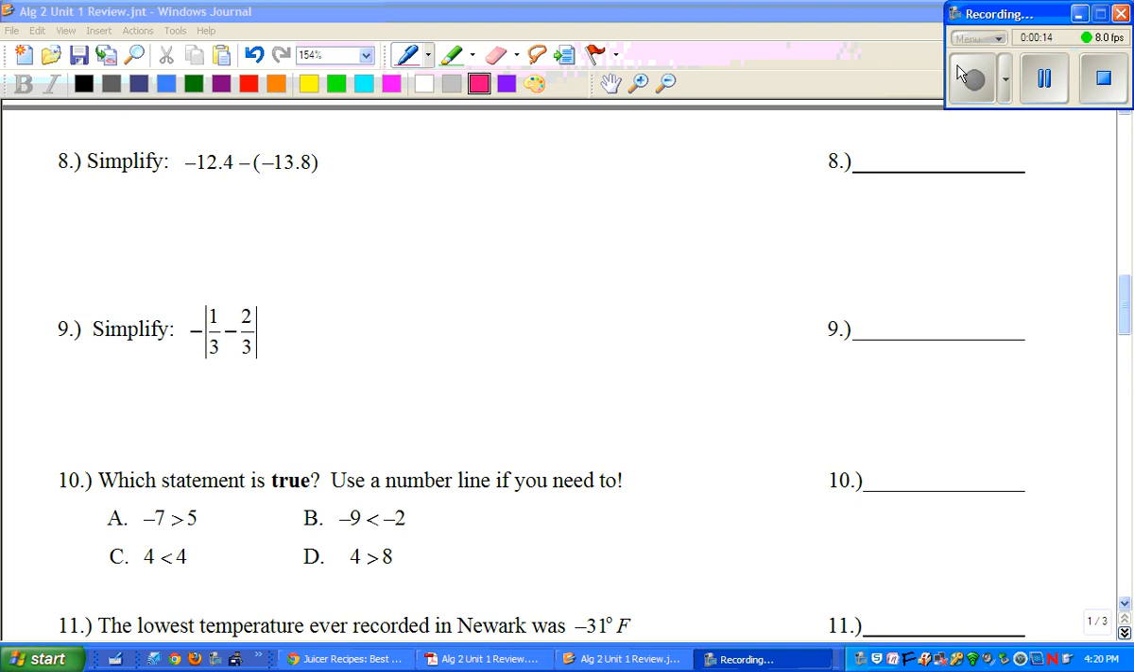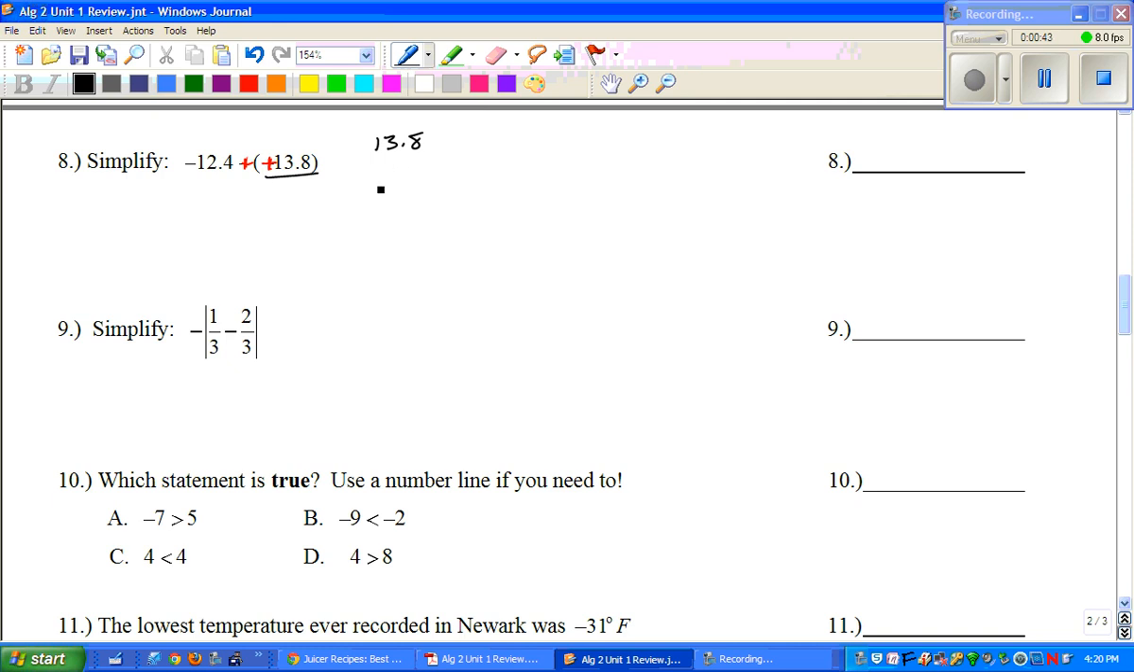We're going to go through the second page of the review today. Okay, so number 8 says simplify negative 12.4 minus negative 13.8. The first thing I'd want to do, when I see these two negatives right here, is click right now. So we know that that's really a plus. We're adding that 13.8. So now we're going to play war. Who's bigger, the positives or the negatives? Well, the positives are. So I know that my answer is going to be positive, okay?